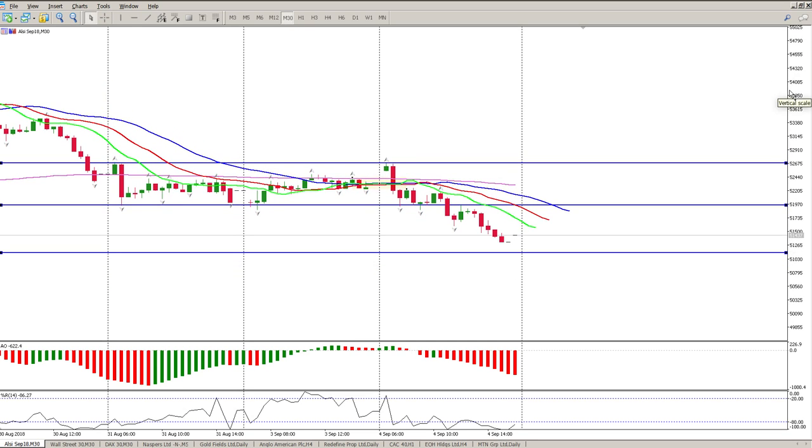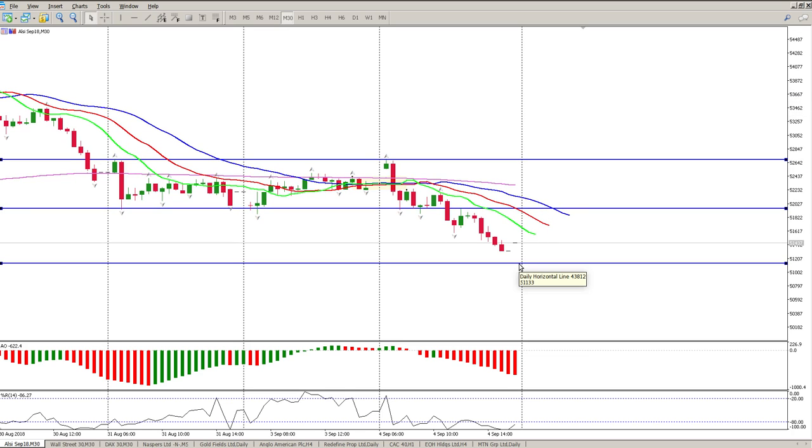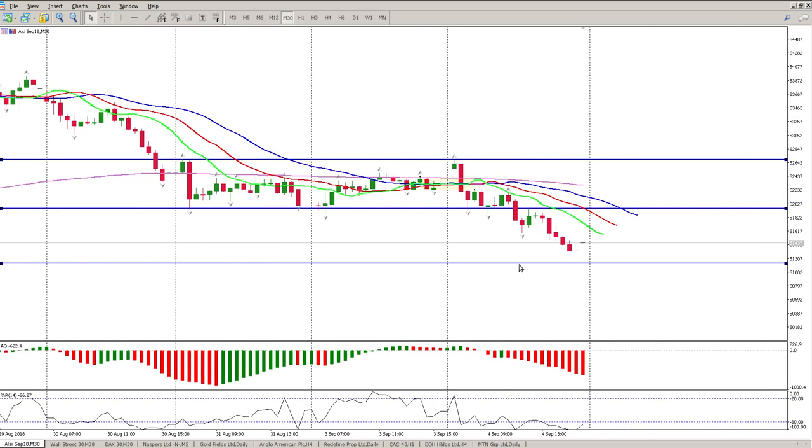I do suspect that we are going to come and tag this 51133 area, so that's the 200-day moving average, and I do suspect that we're going to get some buyers step in here. But as to where those buyers are going to drive price, I'm not entirely convinced that they'll push it back into an uptrend.